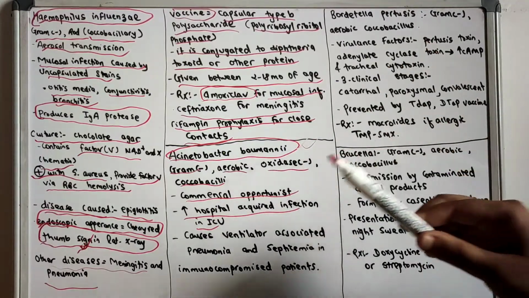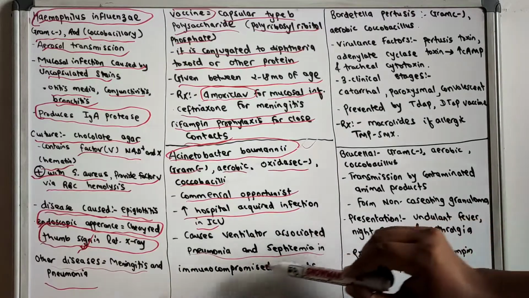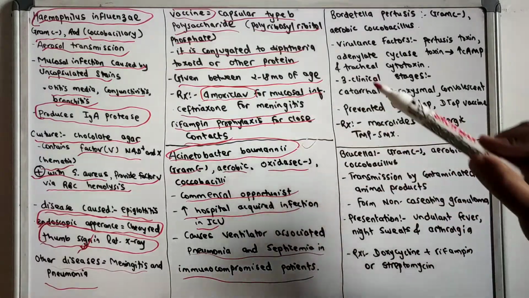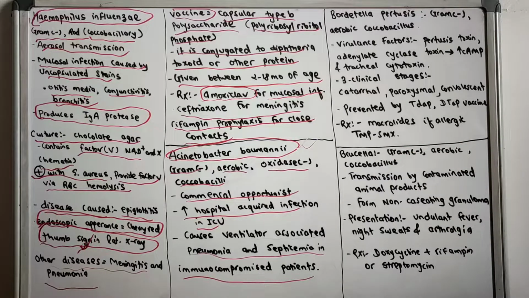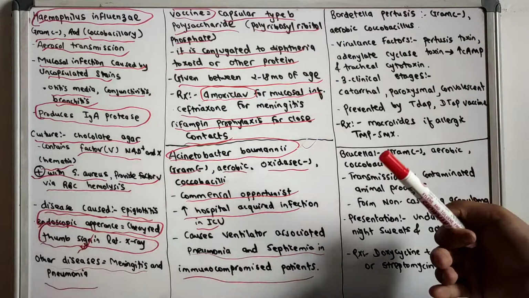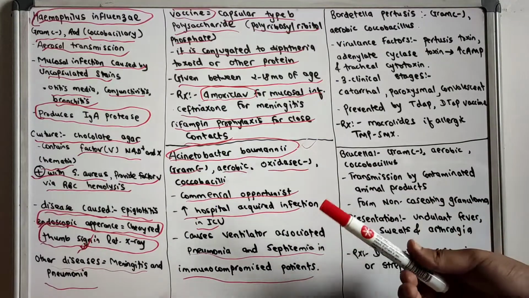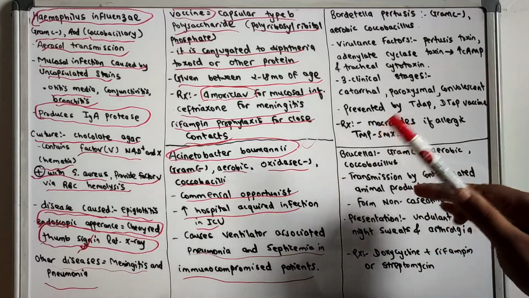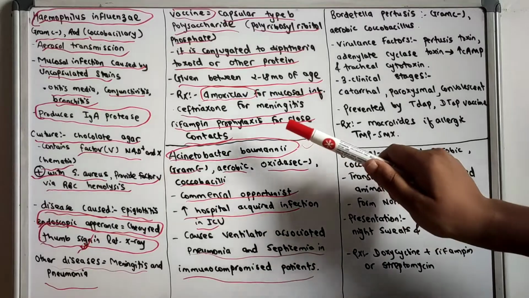The main cause of ventilator-associated pneumonia and septicemia in an immunocompromised patient is Acinetobacter baumannii. So whenever there are MCQs stating that there is ventilator-associated pneumonia and septicemia and the patient is immunocompromised, the most common organism for this disease is Acinetobacter baumannii.